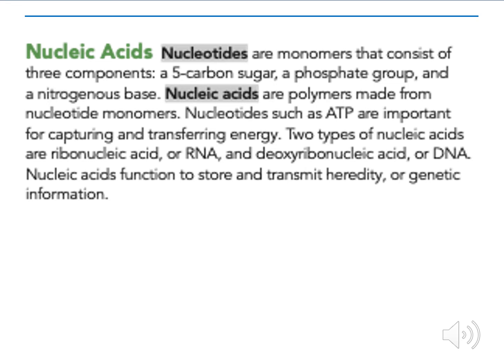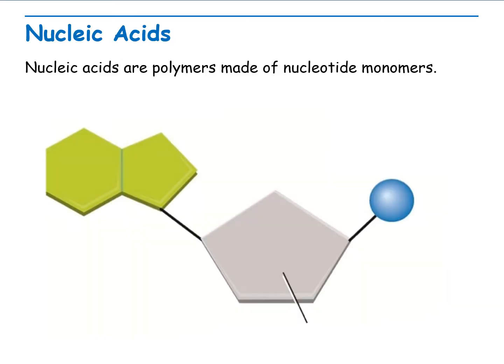Nucleotides are monomers that consist of three components: a 5-carbon sugar, a phosphate group, and a nitrogen base. Nucleic acids are polymers made from nucleotide monomers. Nucleotides such as ATP are important for capturing and transferring energy. Two types of nucleic acids are ribonucleic acid, or RNA, and deoxyribonucleic acid, or DNA. Nucleic acids function to store and transmit heredity or genetic information.